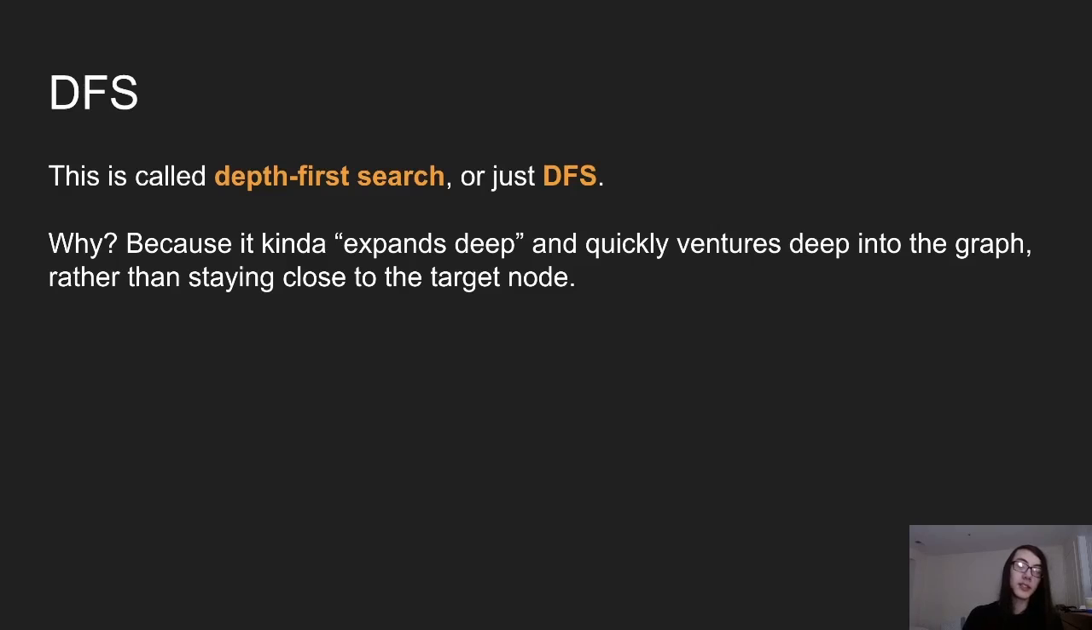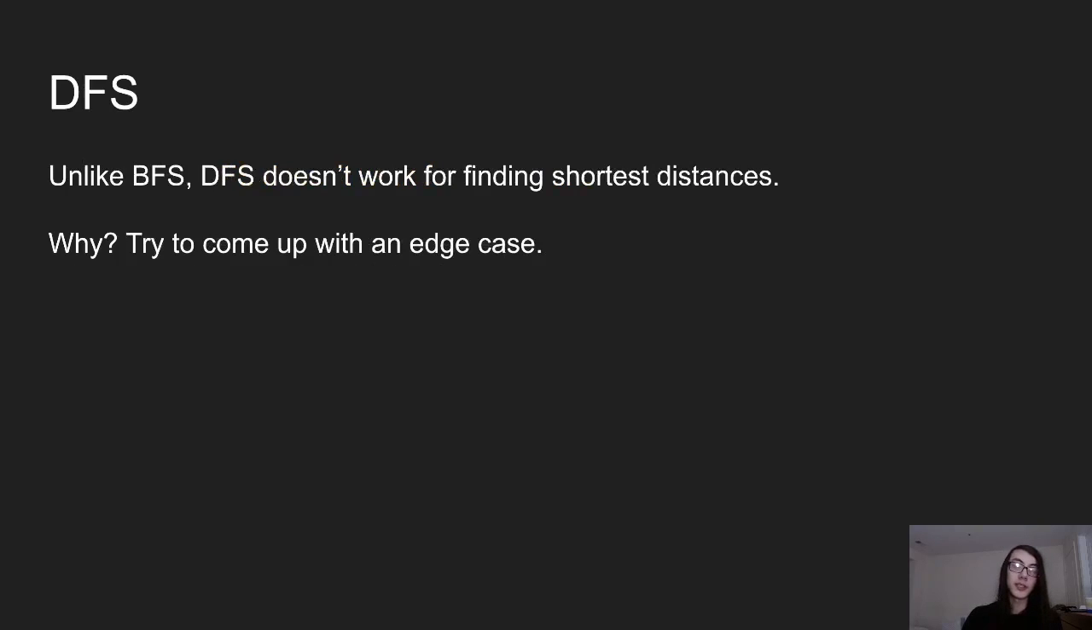Now, this algorithm works for, say, visiting all nodes in a component, but it doesn't work for finding shortest distances. And I encourage you to try and figure out why yourself. Like, actually pause the video and try and figure out an edge case that breaks DFS for finding shortest distances. Okay, here's one if you didn't come up with one. Hopefully you did, because it's pretty simple.